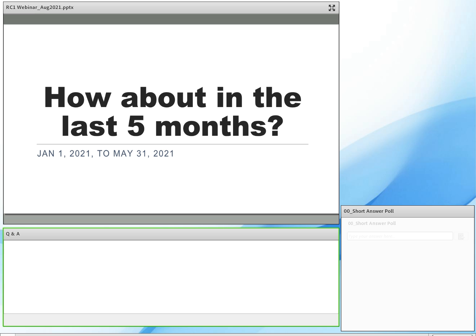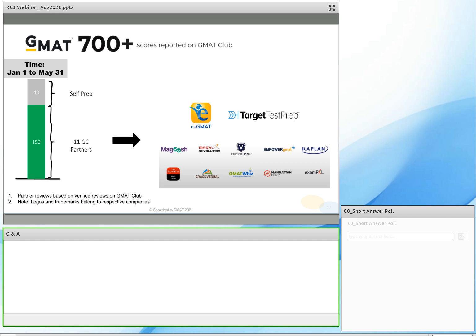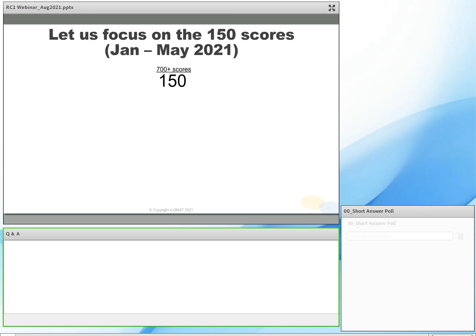So let me show you data in the last 5 months. So this is January to May, and what you can see is verified scores on GMAT Club. There are totally 190 of them, out of which 40 are people who did their own self-preparation. The remaining 150 are from any of those GC partners, including companies like e-GMAT and Target Test Prep. And you can see a very strong gulf between e-GMAT, TTP, and the rest of the players here. Let's break this down one step further, and you'll understand why I'm so confident about our results.